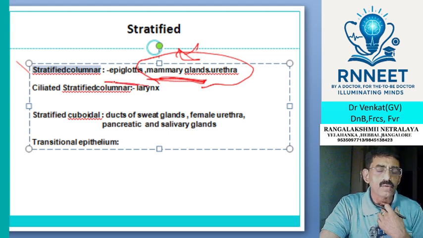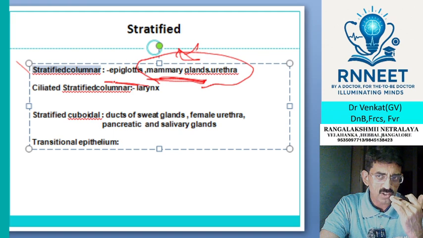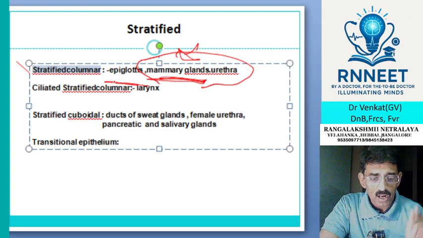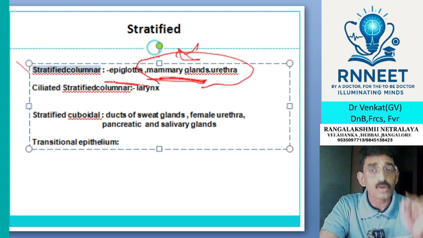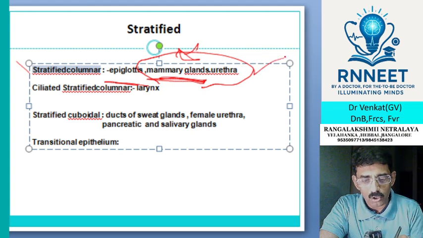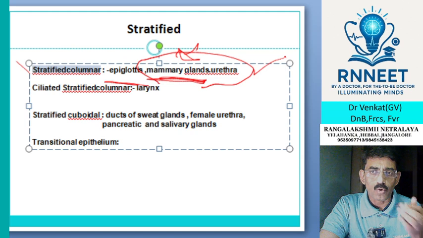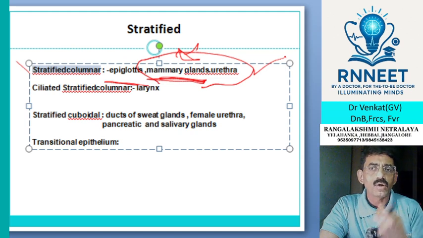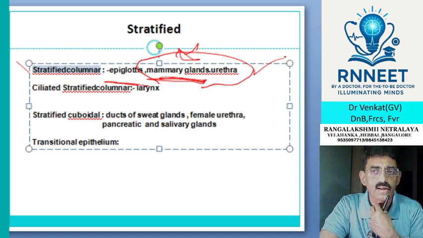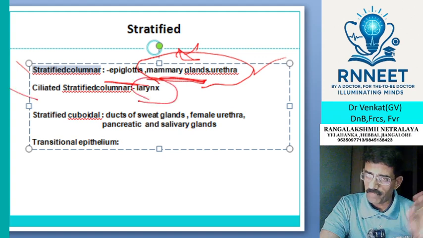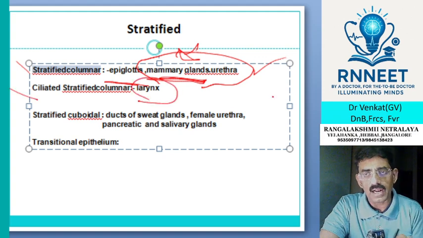Epiglottis, the one which covers your larynx, that particular structure, which prevents food from entering your larynx, is your epiglottis, and that structure has stratified columnar cells, along with your mammary glands and urethra. Ciliated columnar stratified, ciliated because you don't want dust to enter into the air cavity, so your larynx has got ciliated. Non-ciliated, the mammary glands and the urethra.